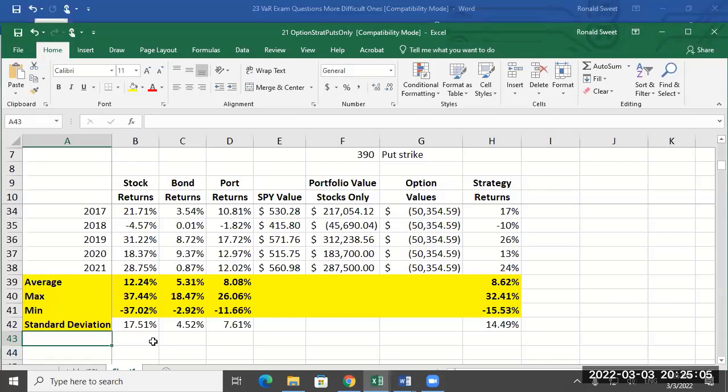So what if someone had 100% in stocks? Their return would have been 12.12 on average. Their best year would have been 37.44. Their worst year would have been negative 37.02. What year would that have been? Do you guess?